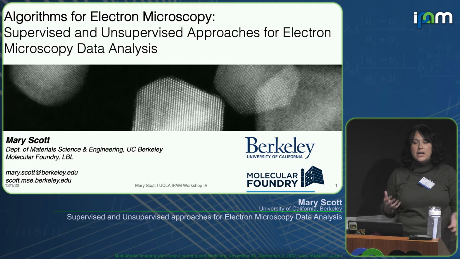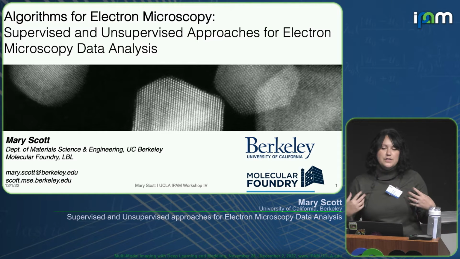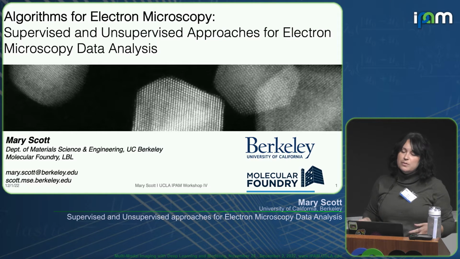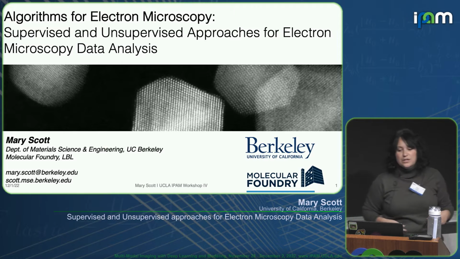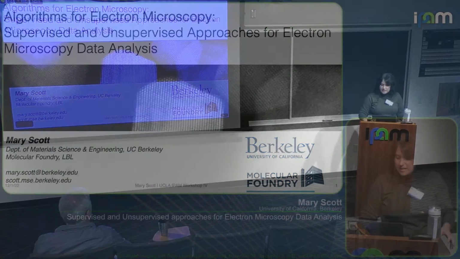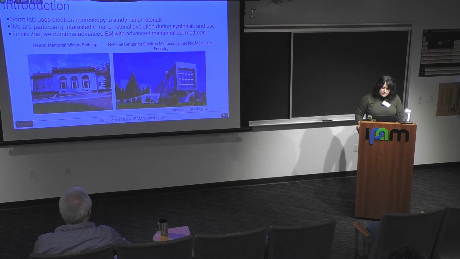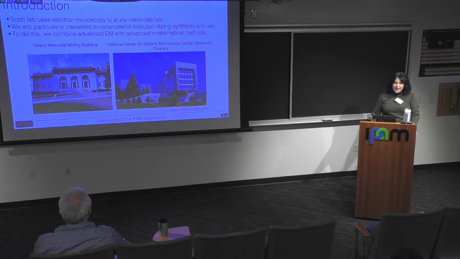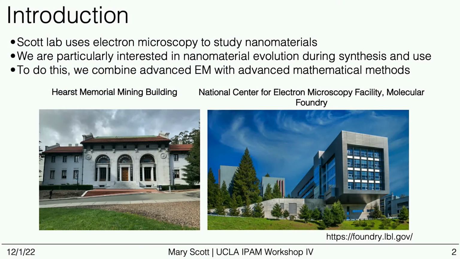And today I'm going to be talking about some work that we've done using both supervised and unsupervised approaches to use machine learning for electron microscopy data analysis. So a little bit more background, and by the way, these are probably the most zoomed out images that I'm going to show today. So in my group, we use electron microscopy to study nanomaterials, as I mentioned. We are particularly interested in nanomaterial evolution during synthesis and use.